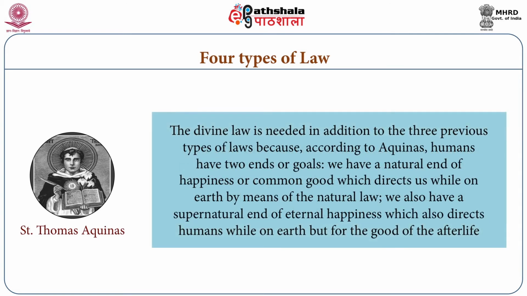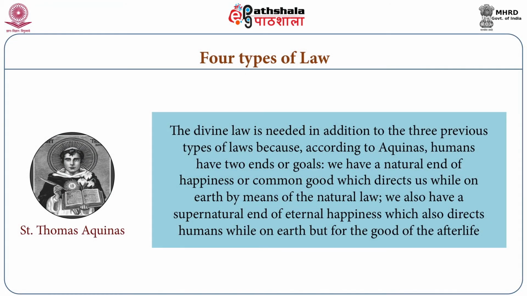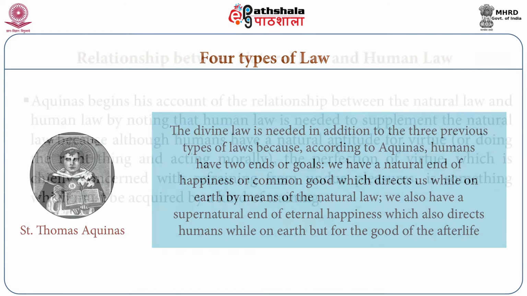The divine law is needed in addition to the three previous types of laws because, according to Aquinas, humans have two ends or goals. We have the natural end of happiness or common good, which directs us while on earth by means of natural law. This is the first end human beings have. We also have, according to Aquinas, an eternal supernatural drive whose end is eternal happiness, which also directs humans while on earth, but for the good of the afterlife. So we not only take care of what is there in this life, but also make provisions to strive for accomplishing the afterlife tasks. That is the reason why he comes up with the fourth kind of law, namely the divine law.